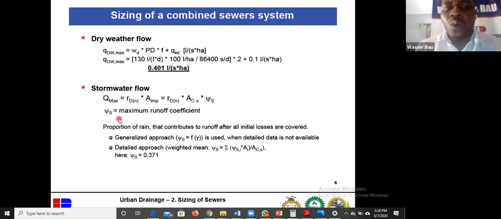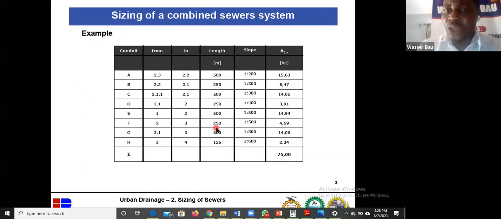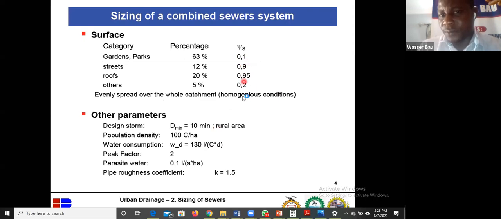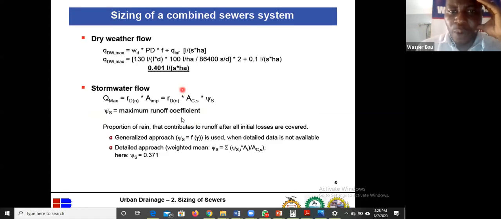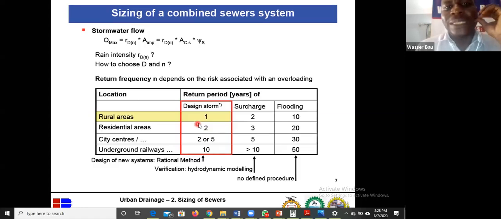Okay, based on the distribution of roof, road, green area, football field, and every other distribution of the area, we then got the mean weighted average for the whole layout to be 0.371. So how we got 0.371: you simply multiply each runoff coefficient by the percentage of its area, and at the end of the day, you divide by the total percentage, which is 100. That will give you 0.37. The next thing we do in order to calculate our runoff is that we need to determine D and N. What duration are we going to take and what frequency are we going to take?